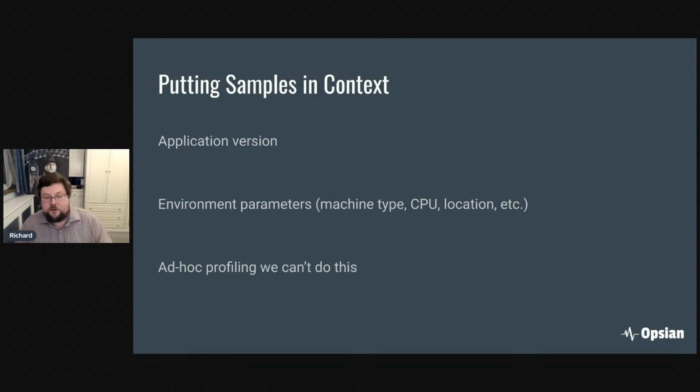Putting samples in a context. If you've got a continuous profiling system that gathers things like the application version that you're using, the type of machine if you're running on a heterogeneous environment like AWS, locations, things like this, you can look at profiling data and slice and dice it. Why did this machine have a problem and that machine not have a problem? You can't do this very easily with ad hoc profiling because it's all ad hoc, isn't it? It's not methodical. It doesn't gather all this other data that you can use to compare between different systems.